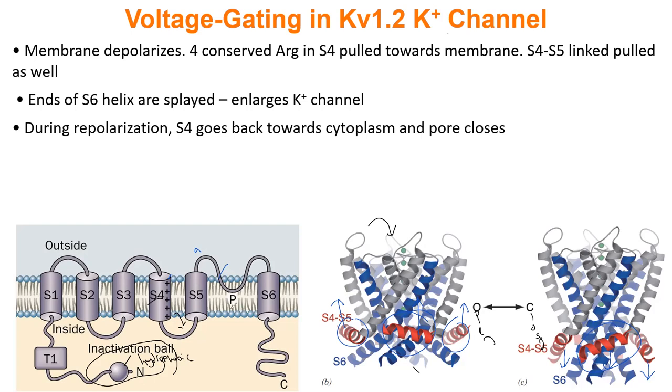Now, when the pore is open, in the open conformation, it also has hydrophobic amino acids that are pointing near the cytoplasm end. And what happens is that this inactivation ball will swing in and interact with the pore and effectively close it much faster than helix 4 could by voltage alone. So this is kind of like a safeguard to prevent too much potassium from flowing outside of the cell. And it just makes sure that this pore closes incredibly fast. So that's what the inactivation ball is doing in this protein.